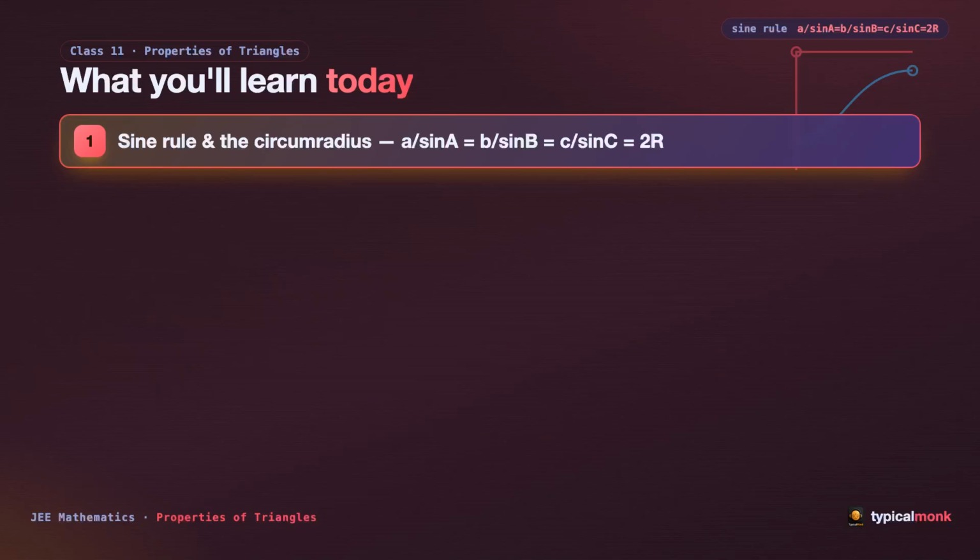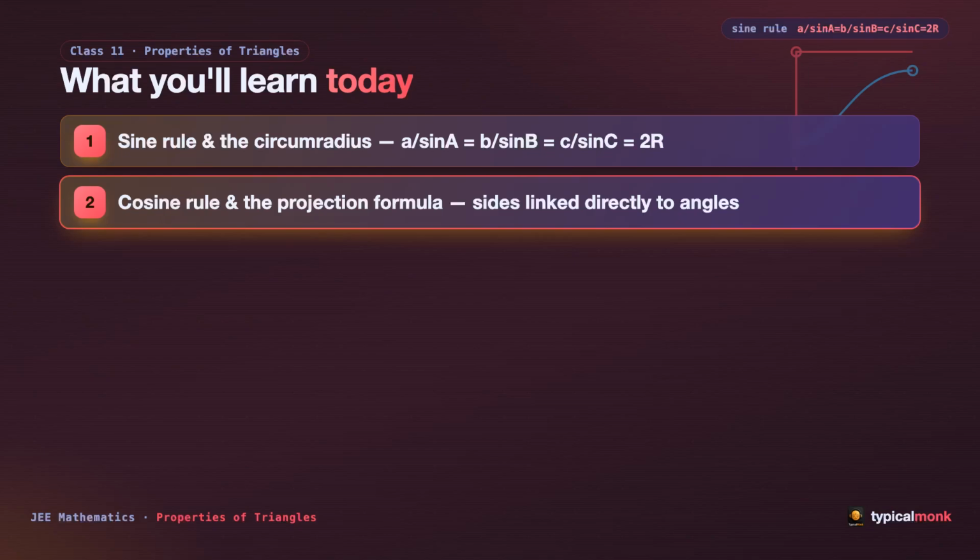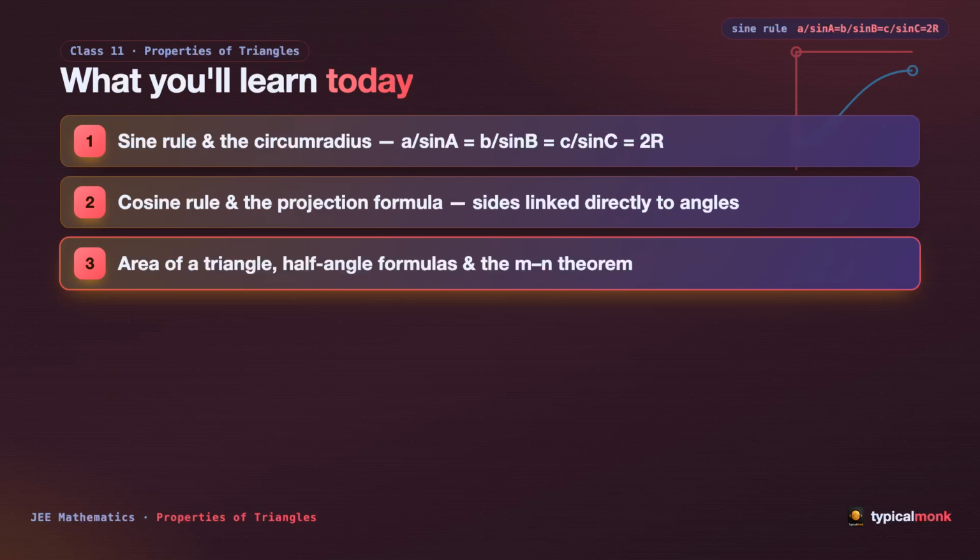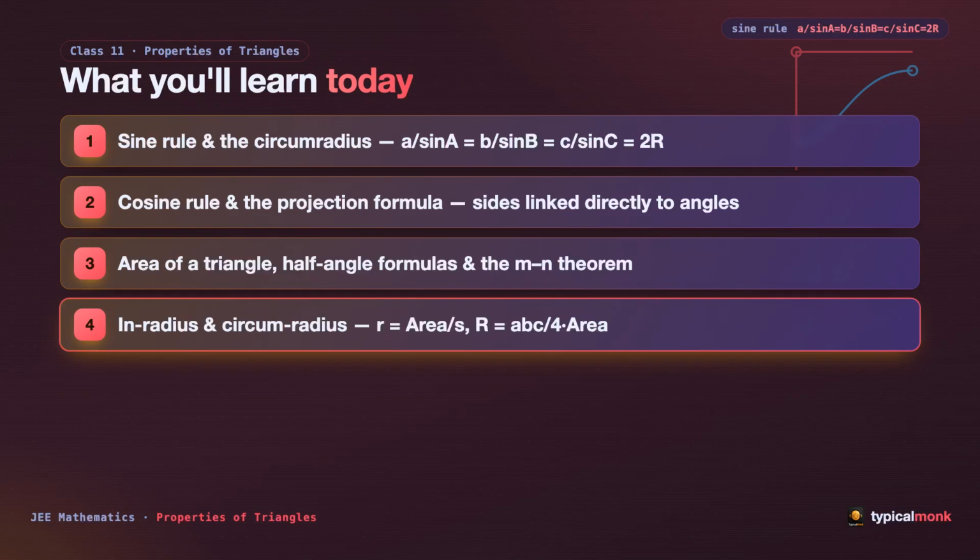So what will you carry home from today's class? First, the sine rule and the circumradius. a over sine A equals b over sine B equals c over sine C, and all 3 equal 2R. Second, the cosine rule and the projection formula, the tools that link sides directly to angles. Third, the area of a triangle, the half angle formulas, and the m to n theorem. Fourth, the in-radius and the circumradius, the 2 circles every triangle carries with it.